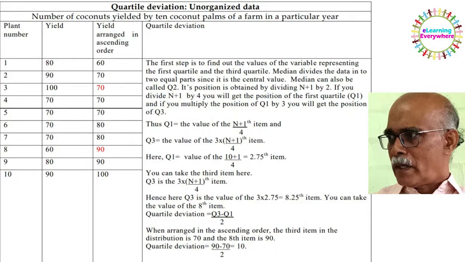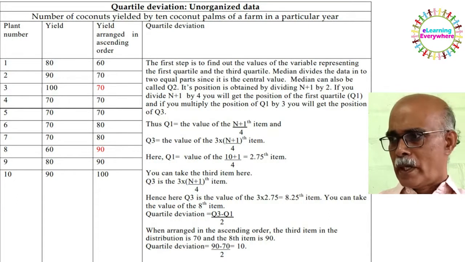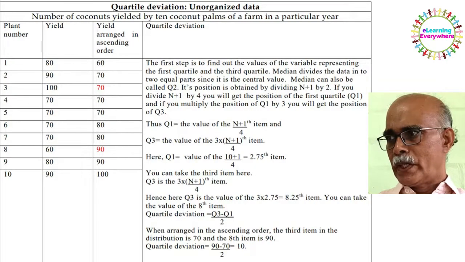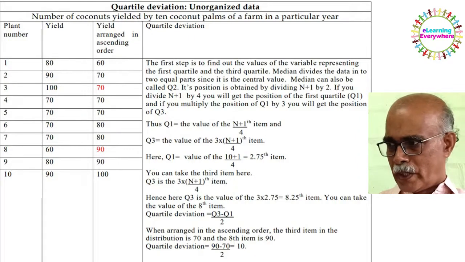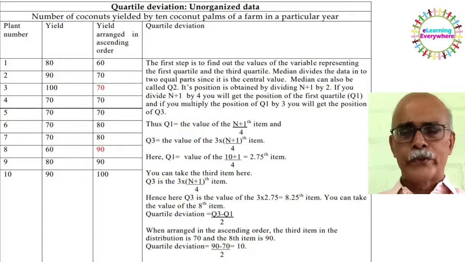And if you multiply it by 3, 3 into n plus 1 by 4, or 3 into the position of Q1, it will give you the position of Q3. And of course, the position of Q1 into 2 is the position of median. And here an example is given. In the example, there are 10 plants, their yields are given, and the yields have been arranged in ascending order. You have to find Q1 and Q3, and there is a formula for the calculation of quartile deviation: quartile deviation is equal to Q3 minus Q1 divided by 2.